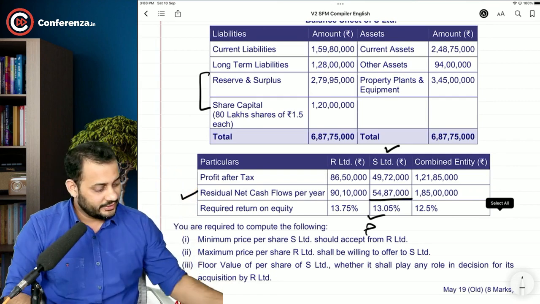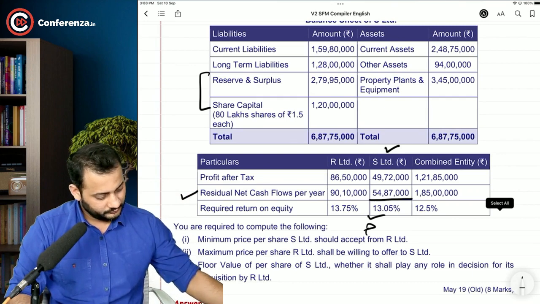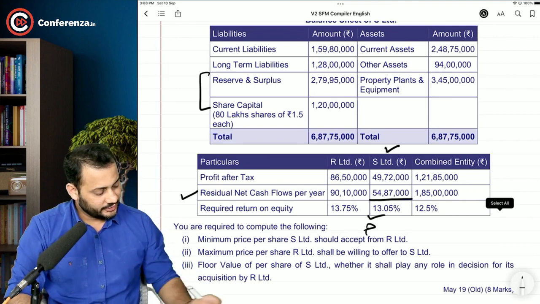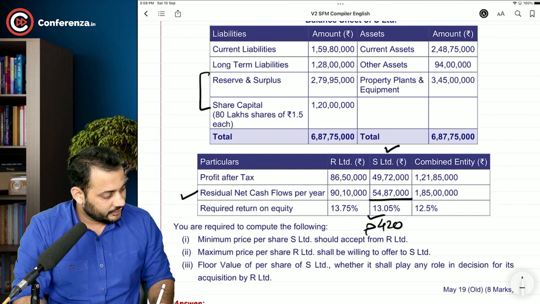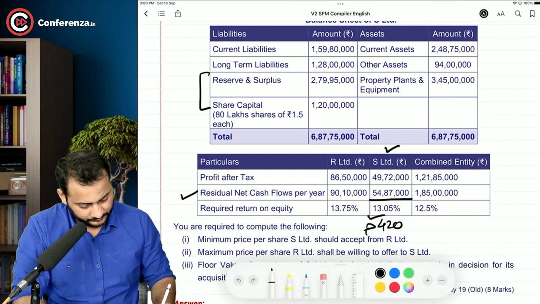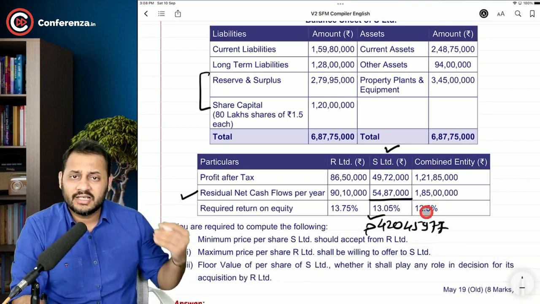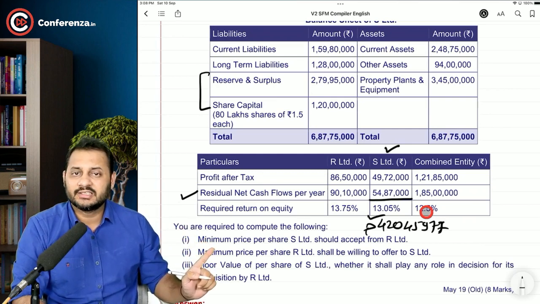So 5487 divided by 13.05% gives you around 420 lakh, 45,977. This is the market value. This is the existing market value of S Limited and that is the minimum that they would want. Minimum price per share S Limited should accept.